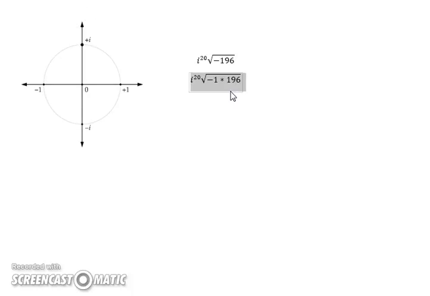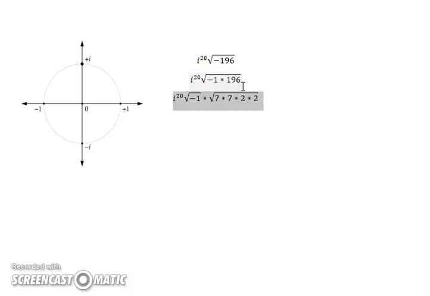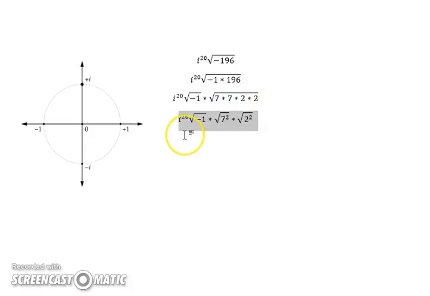We can rewrite the radical as negative 1 times 196, and we can even separate that out. So we have i to the 20th times the square root of negative 1 times 196, and 196 breaks down into 7 times 7 times 2 times 2. So if we simplify that even further, we have i to the 20th times the square root of negative 1 times the square root of 7 squared times the square root of 2 squared.